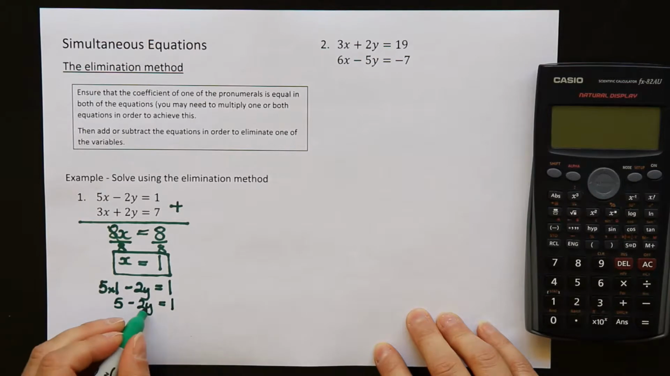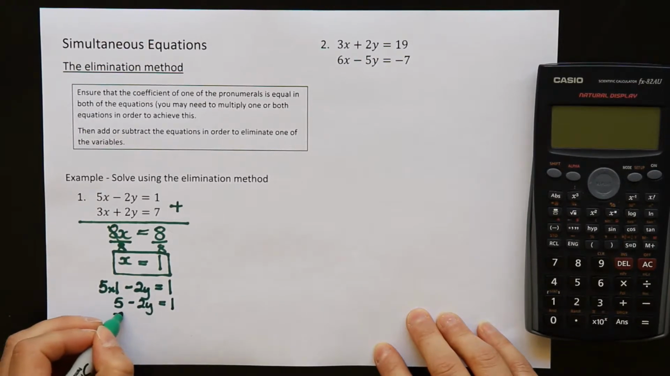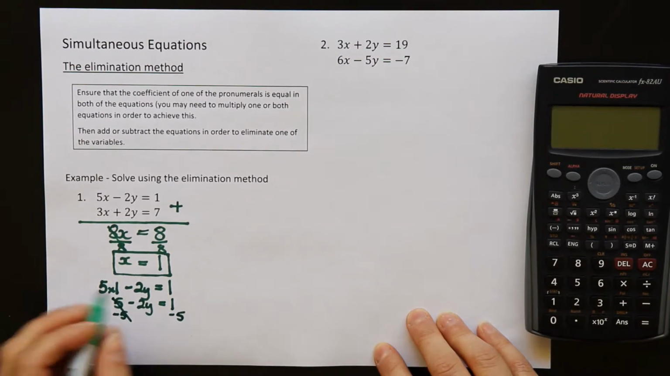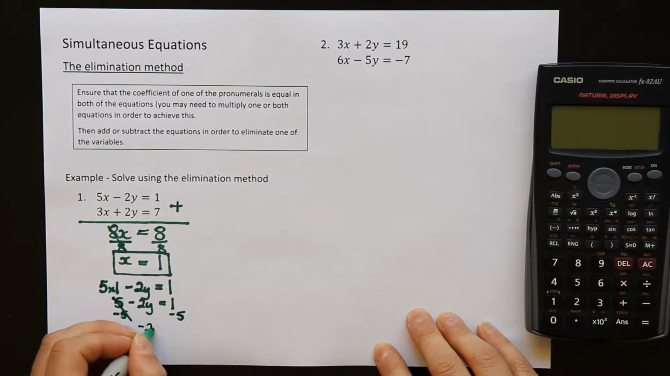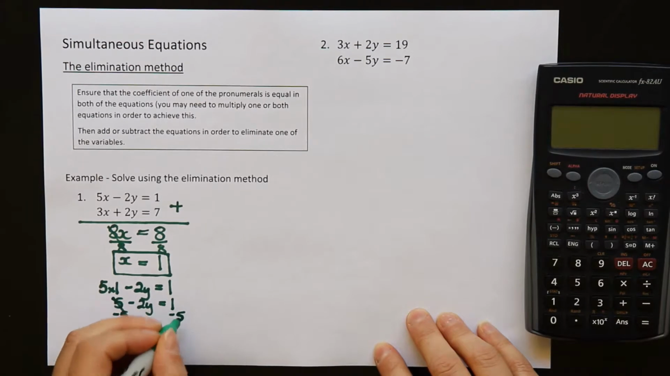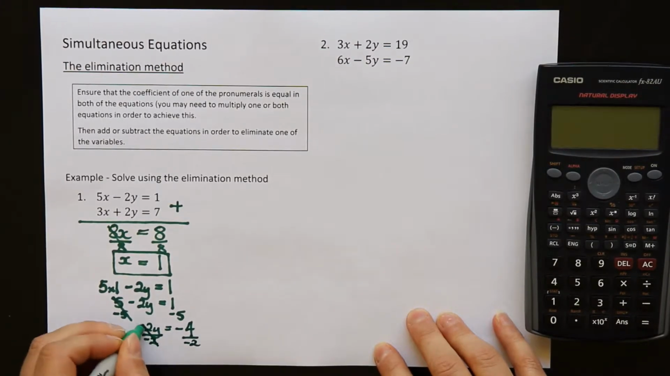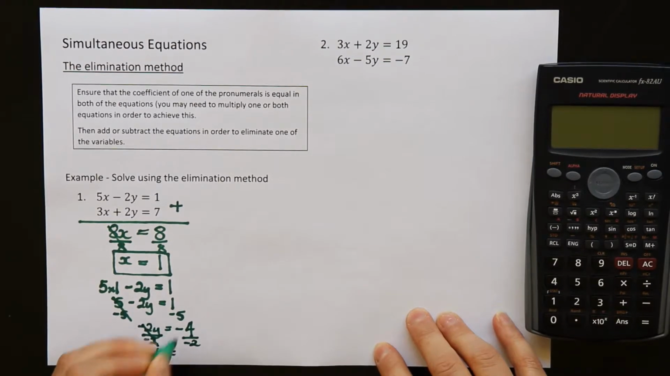Then we just solve to get the y by itself. So I subtract the 5, which gets rid of that. So minus 2y is equal to 1 minus 5, which is minus 4. And then we need to divide by negative 2 to get rid of that. And y is equal to minus 4 divided by minus 2, which is a positive 2. And there is my second solution, my solution for y.